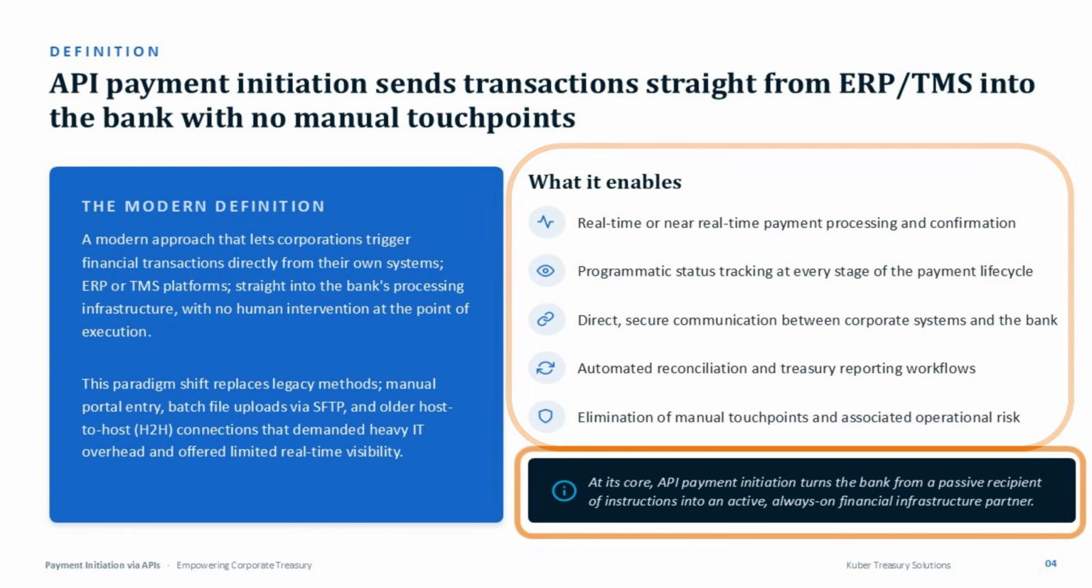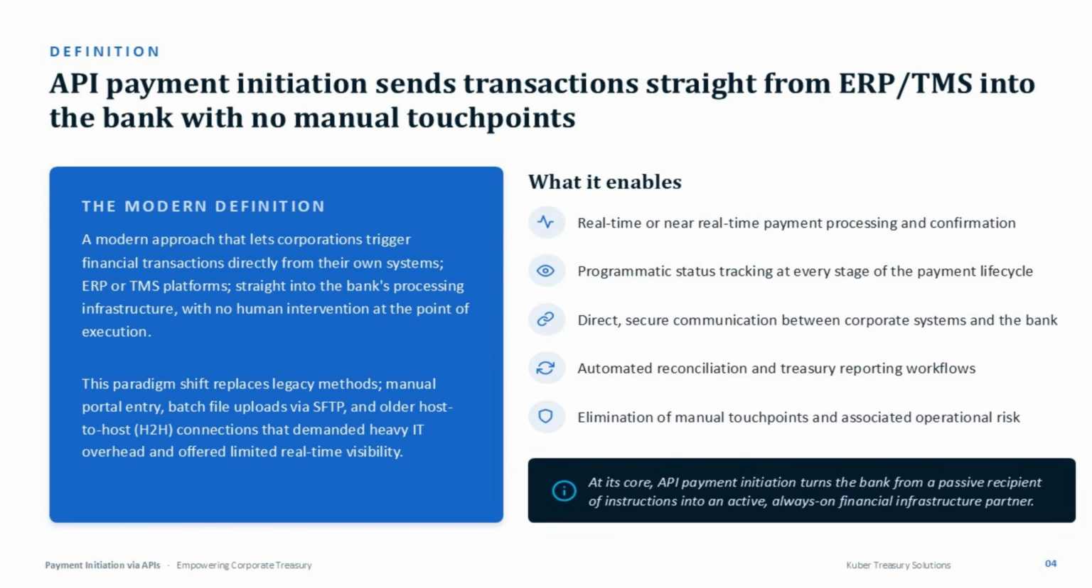So the main idea is not just that APIs can make things faster. The bigger idea is that the company and the bank can communicate directly through their systems. To see why that matters, let's compare this with some of the older ways companies send payments to banks.